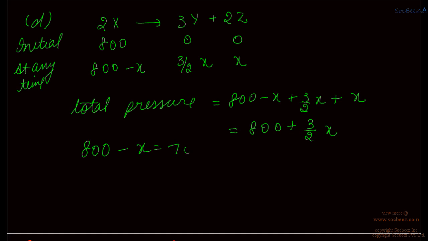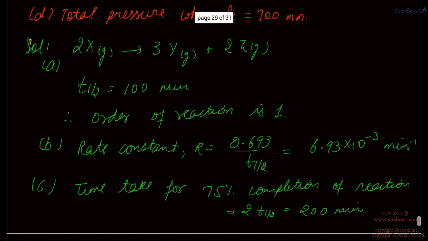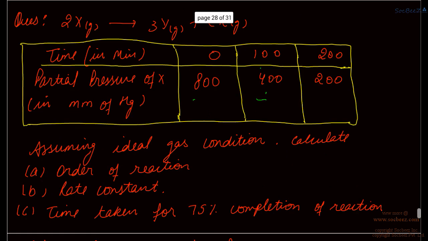Now, it is given that 800 minus x equals 700 millimeter. Therefore, 800 minus x equals 700. So, from here, value of x is 100 millimeter Hg. So, from here, we get the total pressure as 800 plus 3 by 2 into 100 equals 950 millimeter Hg. So this is the answer of this last part of this problem.